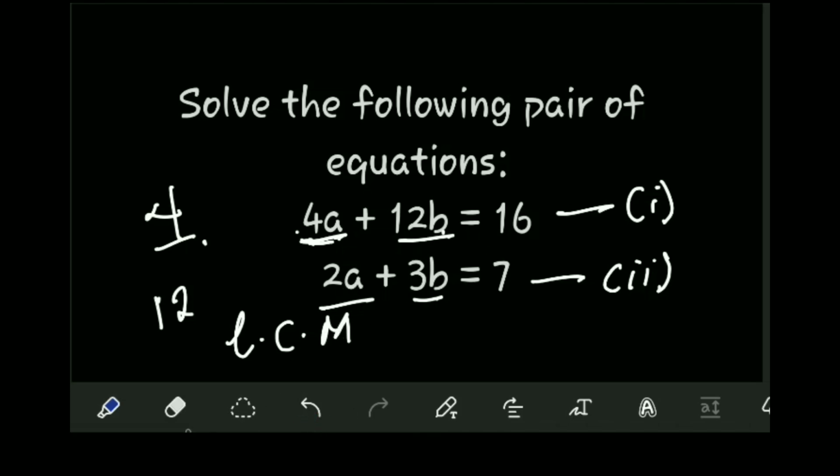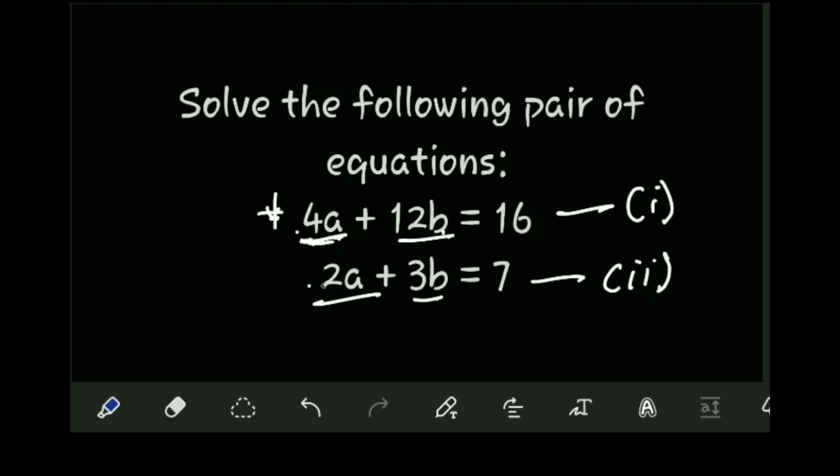So therefore, what do we do to make the coefficients the same? This is already 4. The coefficient of A here is 2. So what are we going to do to make this 4? What are we going to multiply 2 by to give us 4? That's going to be 2. So what we're going to do is to multiply the entire equation 2 by 2. Is that clear to you? Multiply the entire equation 2 by 2 so that you are able to achieve a coefficient of 4 here.